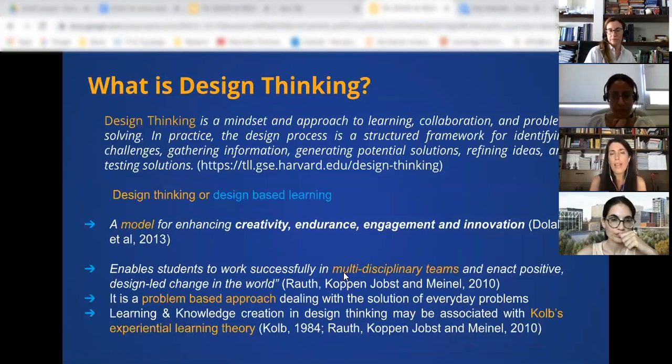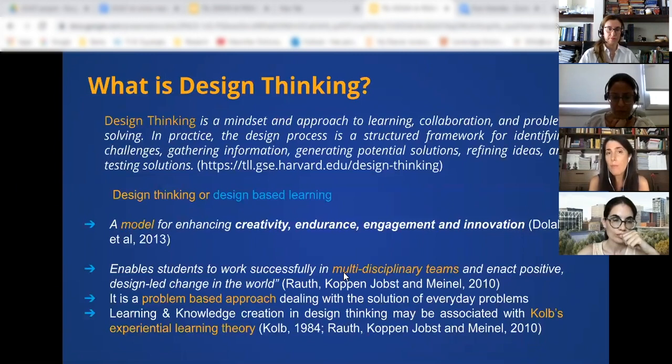So what is design thinking? If you don't know, it is something that you can probably imagine from the words design and thinking, but I found this nice definition from Harvard Edu that says it is a mindset and approach to learning, collaboration, and problem solving.